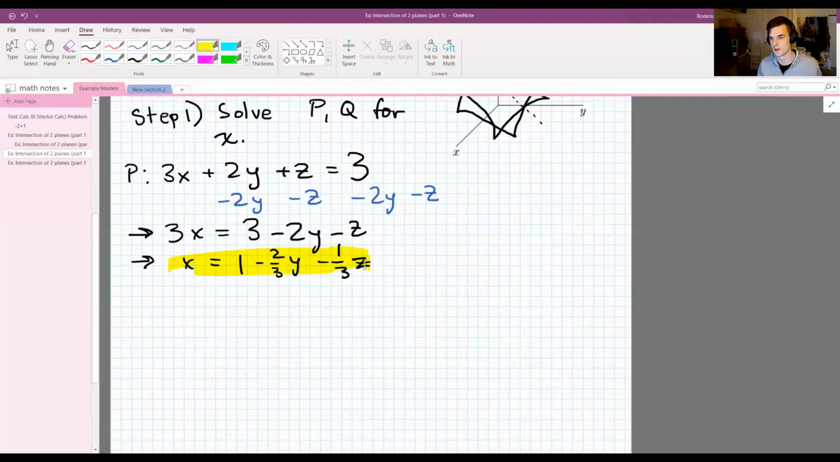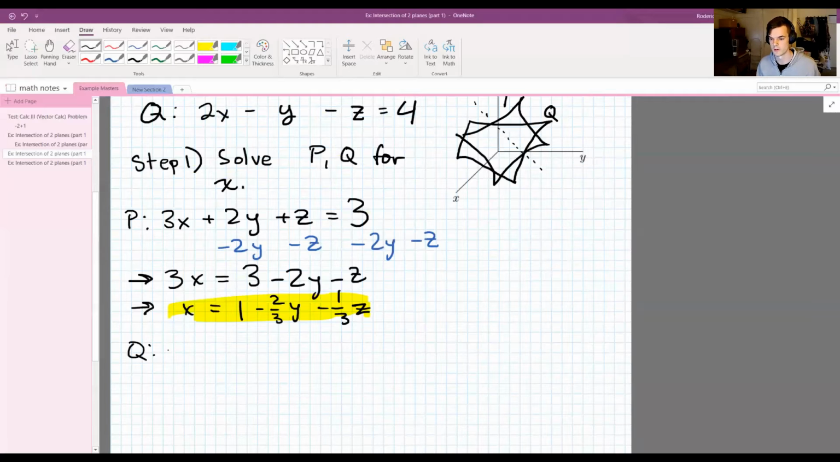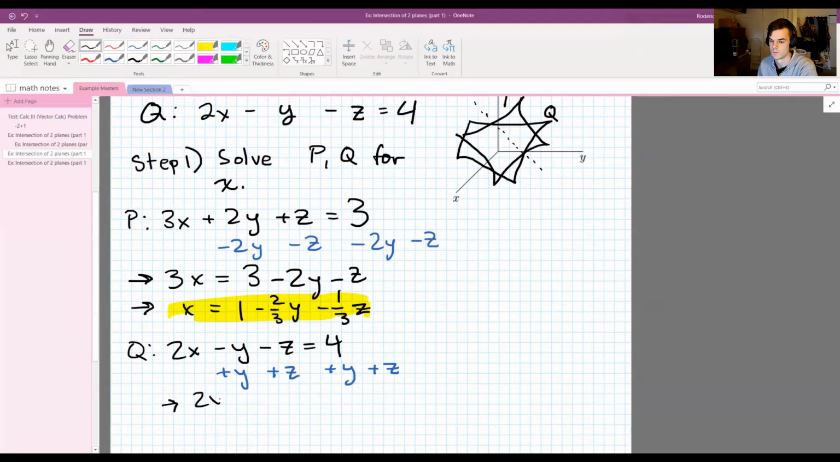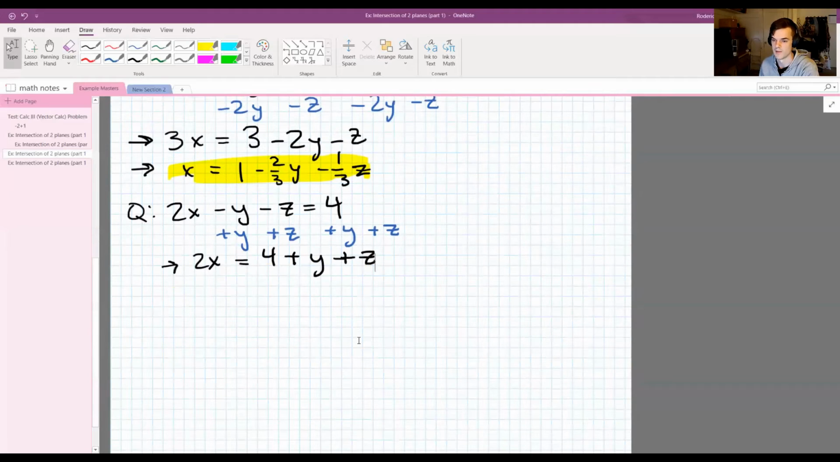Okay, so we're going to do this for Q now. Q is 2x minus y minus z equals 4. Again, solving for x: 2x equals 4 plus y plus z. And now dividing by 2, x equals 2 plus 1/2 y plus 1/2 z.